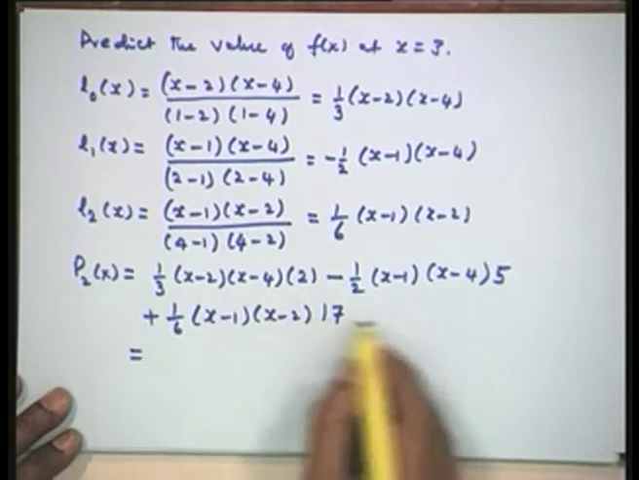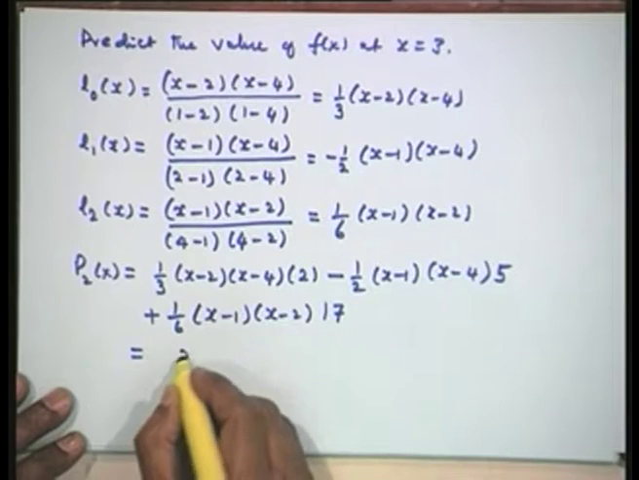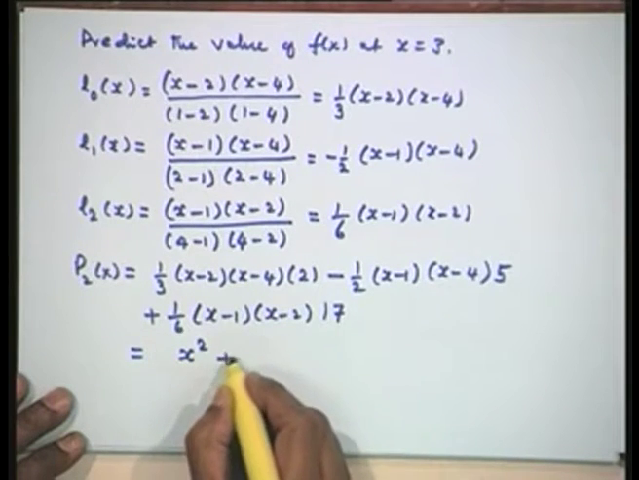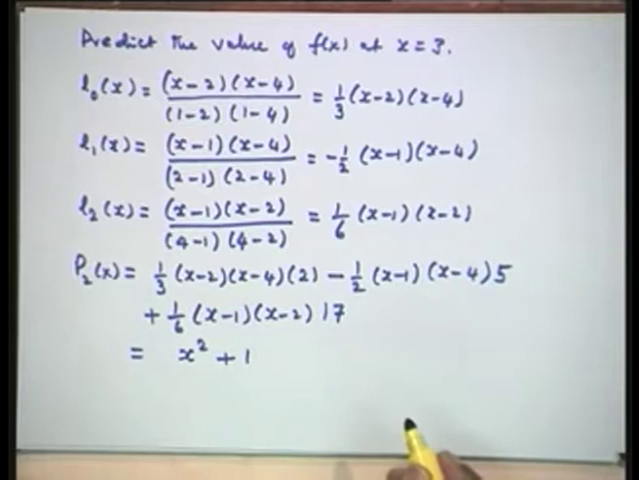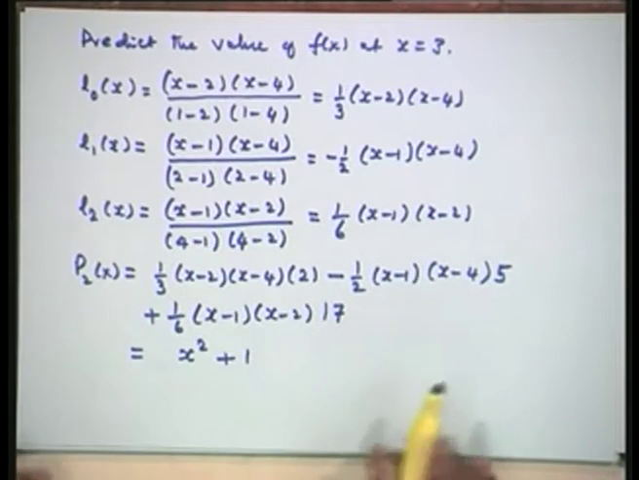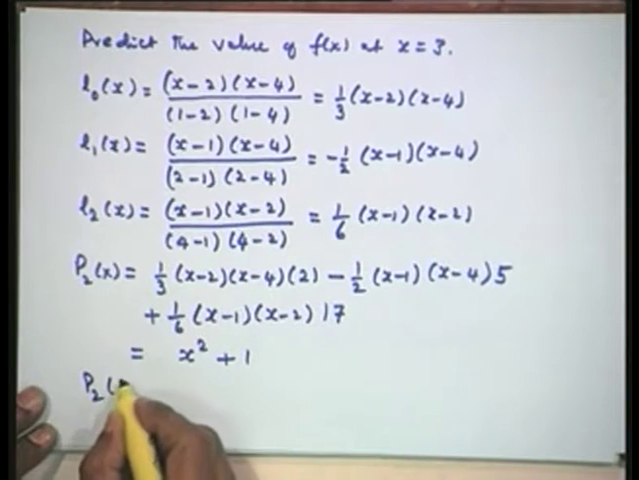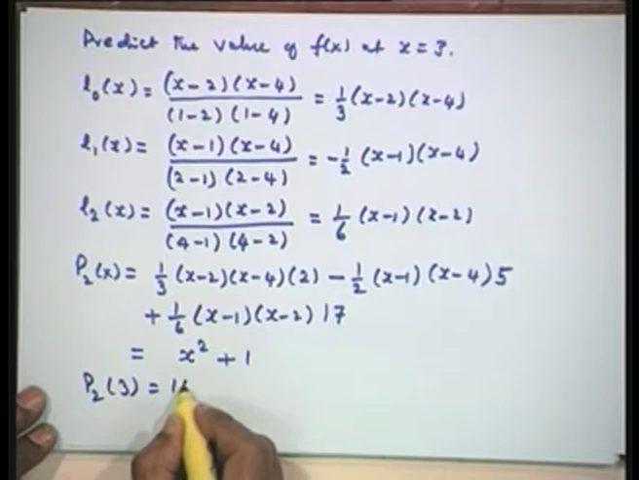Now, I can collect the coefficients from all this. This I will leave as a simple exercise for you. This comes out to be x squared plus 1. The coefficient of x cancels throughout, and I simply have this as x squared plus 1. So we can predict the value at 3 as simply equal to 10.